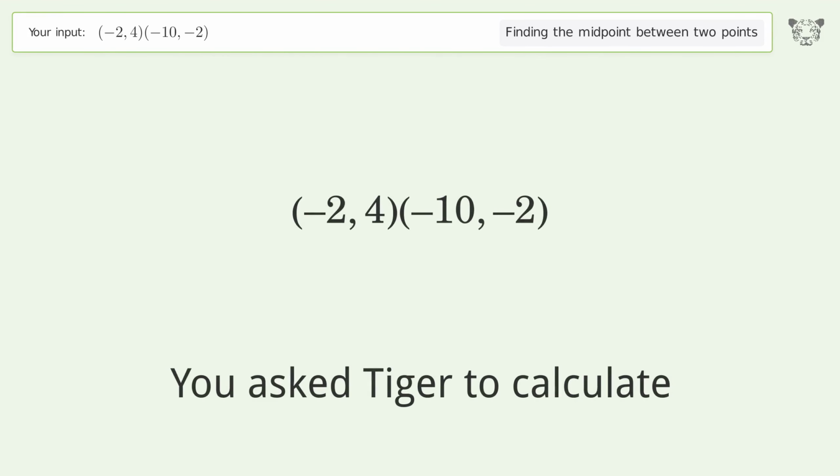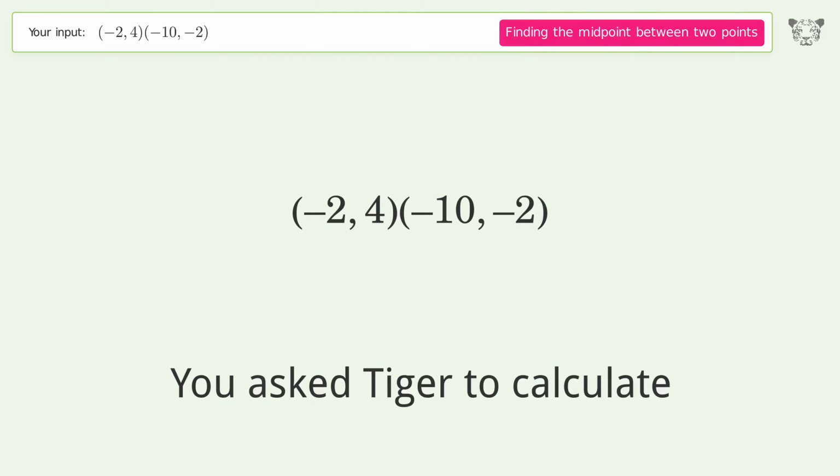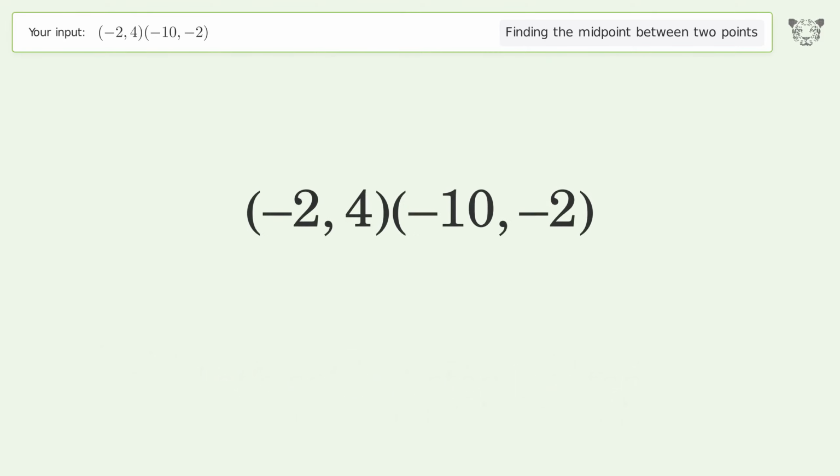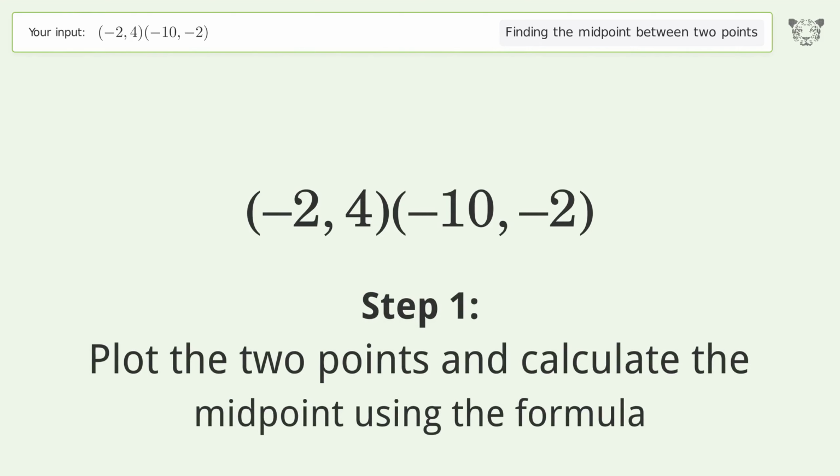You ask Tiger to calculate. This deals with finding the midpoint between 2 points. The midpoint between the 2 points is -6, 1. Let's solve it step by step. Plot the 2 points and calculate the midpoint using the formula.